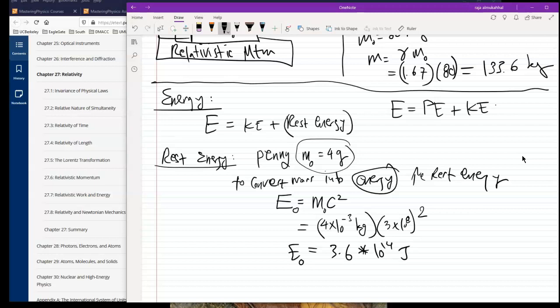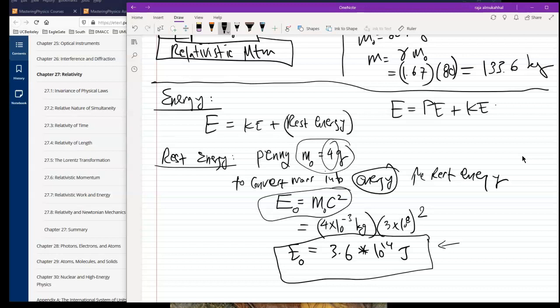Okay, that's a huge amount of energy. You know how much energy this is? This is sufficient to power every house in America for a month of electric power. Just to take this one penny to convert it into energy. Isn't that amazing? So we call that the rest energy. And now you know how to calculate it.